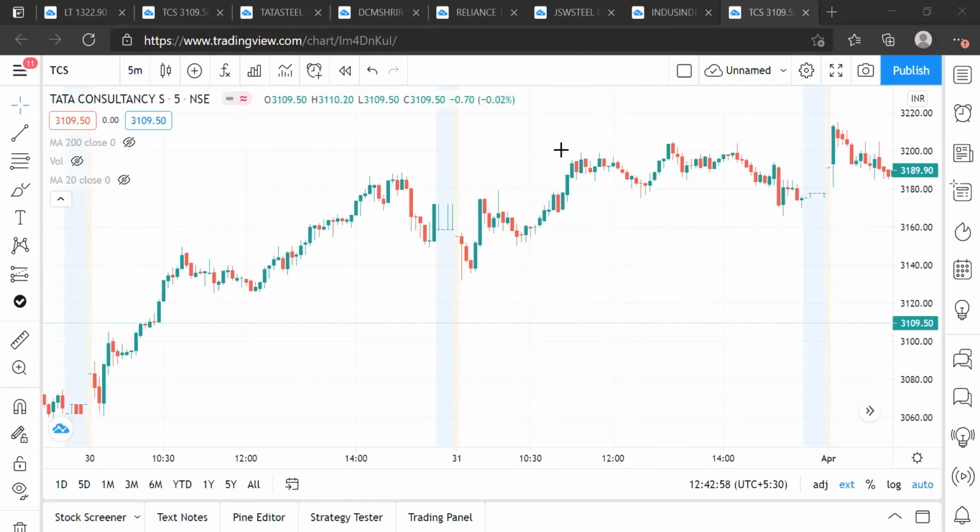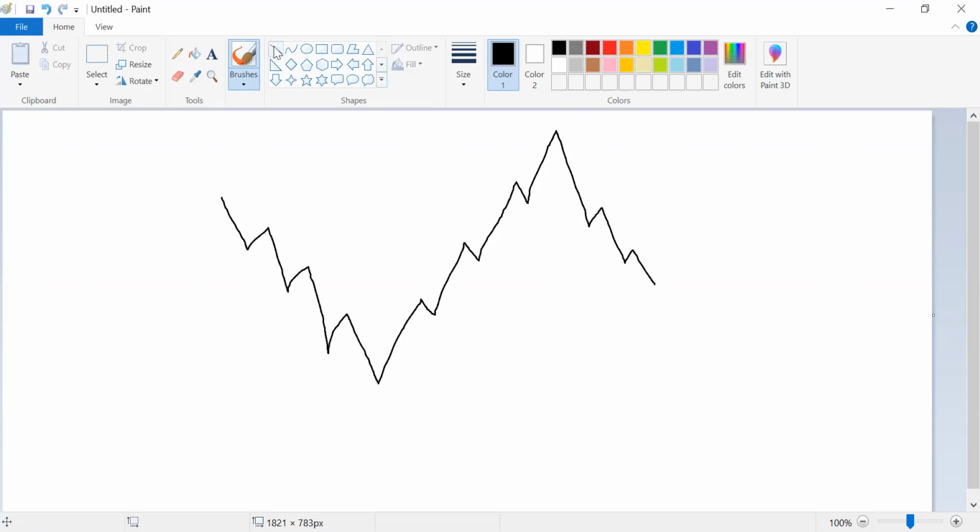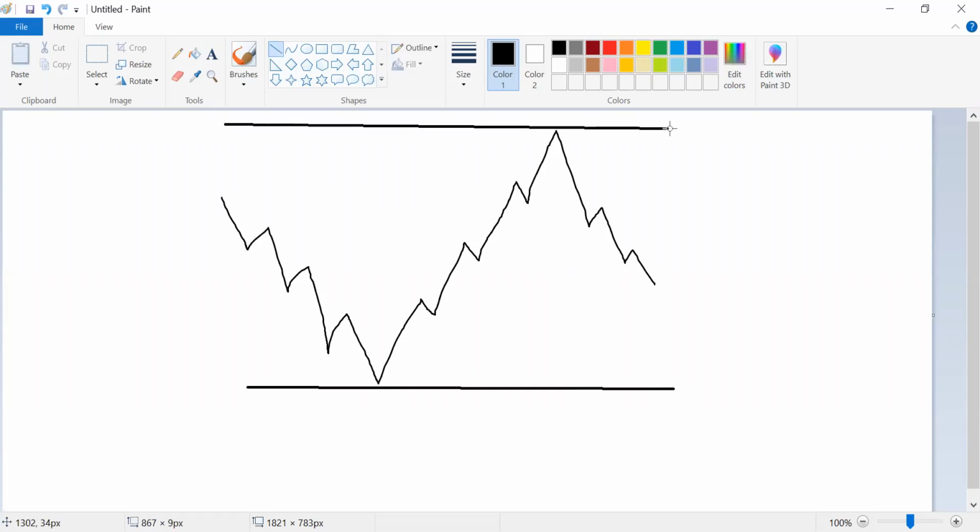I want you to know that the previous day's low and the previous day's high is going to act as a support and resistance for today's session. Suppose a stock was moving like this during yesterday's session, then the low price and the high price is going to act as a support and resistance for today's trading session.